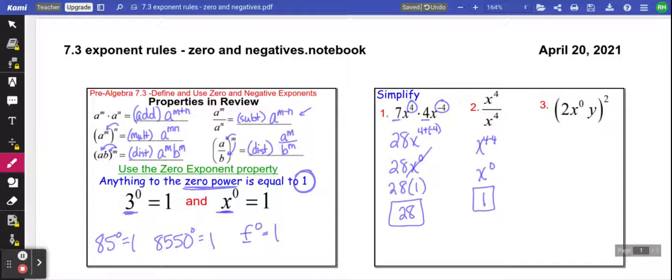Number 3, number on the outside means we distribute to everything on the inside. So to the 2, the x, and the y. These have 1 if there's nothing there. So I'm left with 2 to the second. 0 times 2 gives me x to the 0 still. And y times 1 times 2 is 2. Simplifying this, 2 squared is 4. x to the 0 is like a 1, so like times 1, it's canceling. And then y squared is just still y squared. So this gives me 4y squared. Okay.